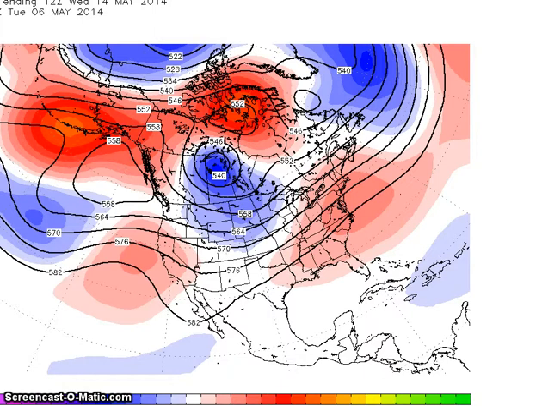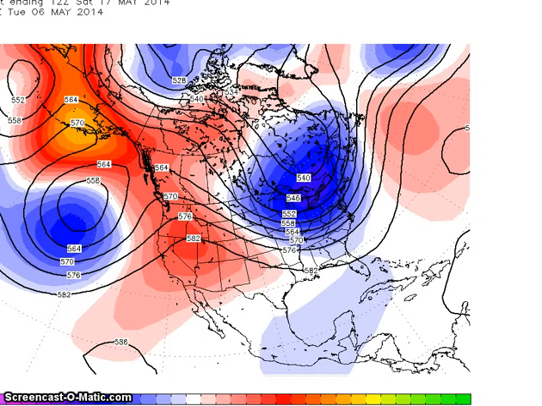And then we're going to jump ahead to the 17th. And here you see very strong positive height anomalies over the Aleutians and Alaska. We have above normal heights extending into the western U.S. And we have a fairly deep trough here in the eastern U.S. That's the GFS. And most of the models are showing that.